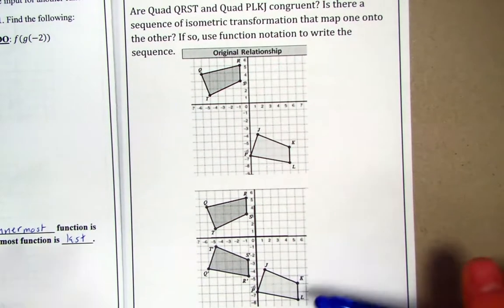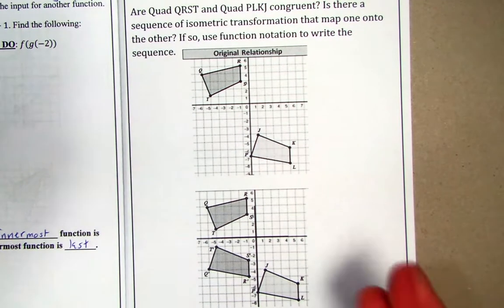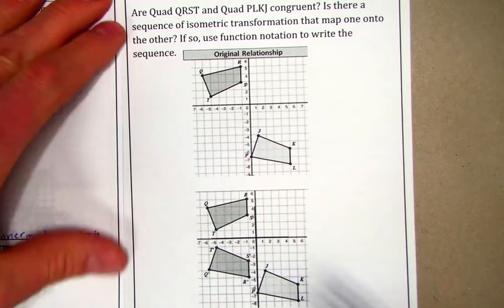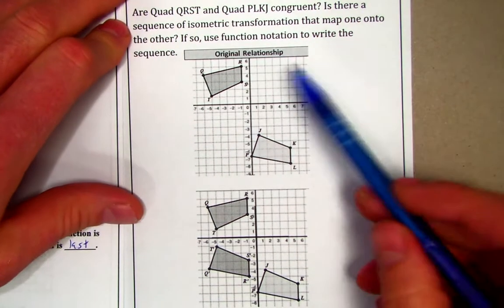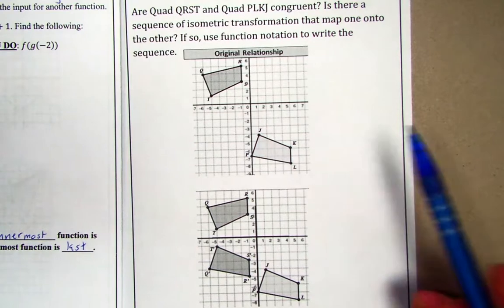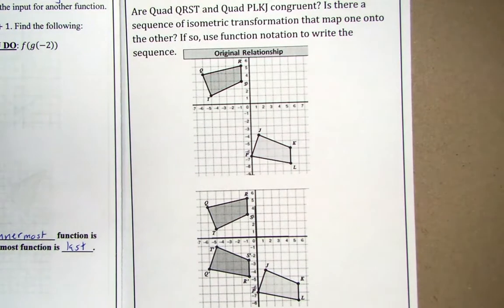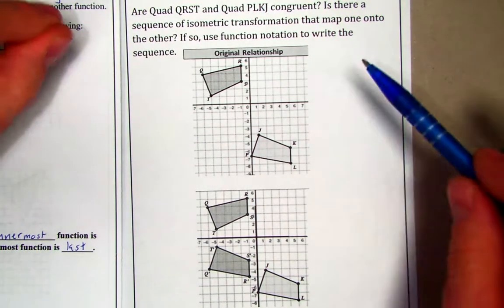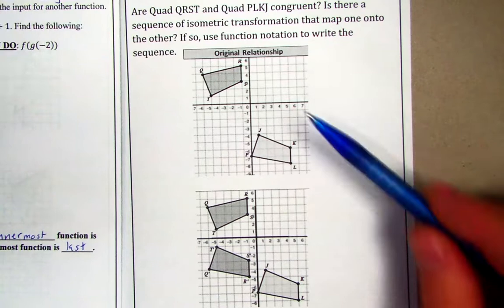All right, so lastly, this last example, we did one of these in class. So this one is a you-do question. You're going to do it. But this is the original relationship. Here's the preimage, here's the image, and the question says, are those two congruent? Well, they are, and you want to be able to explain why. How do you know?